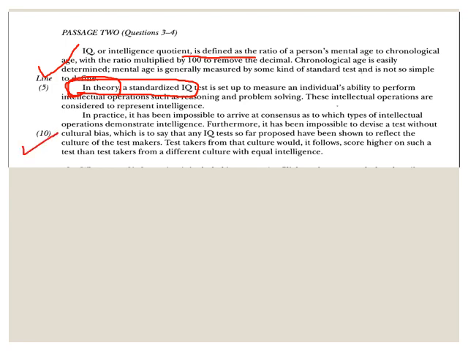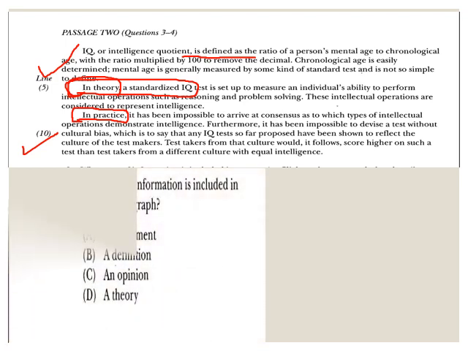Now, when we go to the third paragraph: in practice, it has been impossible to arrive at consensus as to which types of intellectual operations demonstrate intelligence. So here we have practical information. The second paragraph contains theoretical information, we are given information about IQ from a theoretical aspect, while in the third paragraph we have information about IQ in a practical aspect, not theoretical. So here we have the organization, the general frame. We have a definition, and we have IQ in theory and IQ in practice. So simply, we can answer the questions.